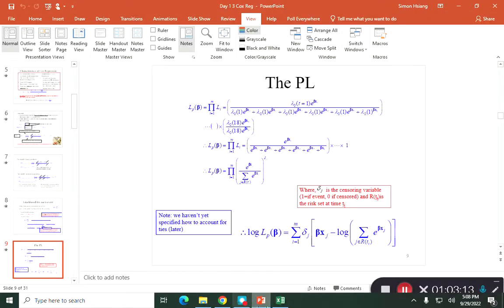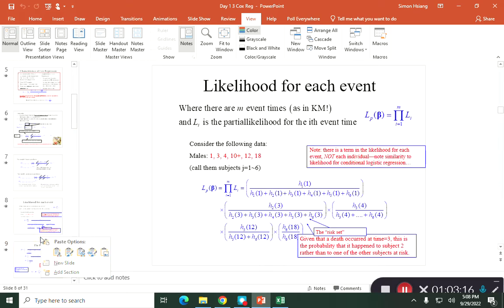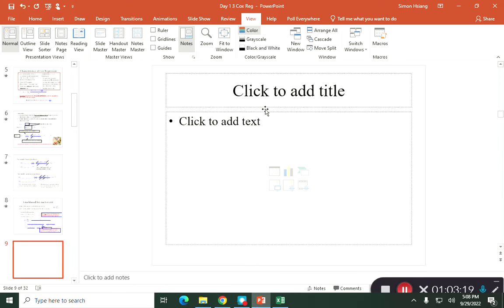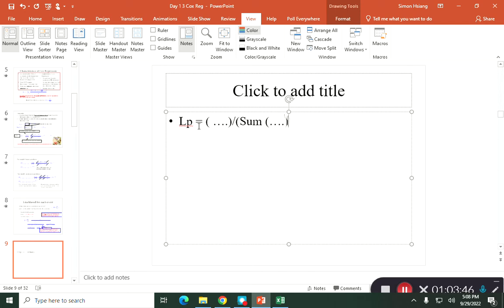Let me see if I can do it in a new slide. Okay? You basically say that my LP function, the partial likelihood function, will be written like this. A bunch of, I would say, yada, yada, yada, over summation of a bunch of this. And you guys see that, right?